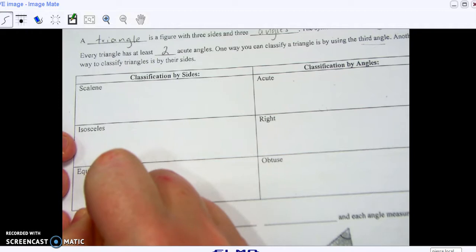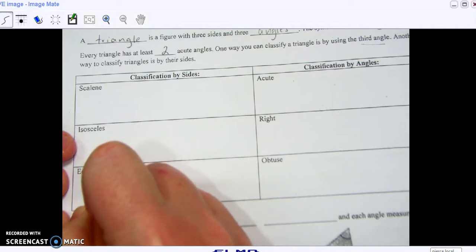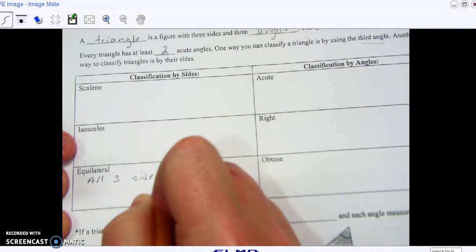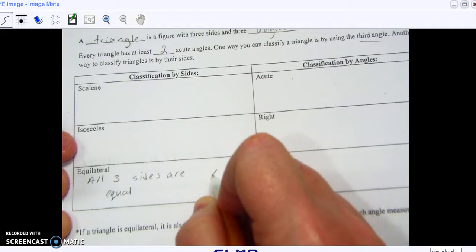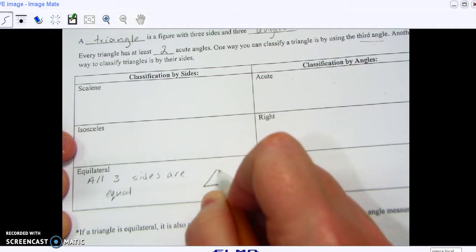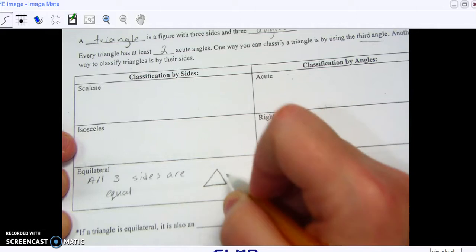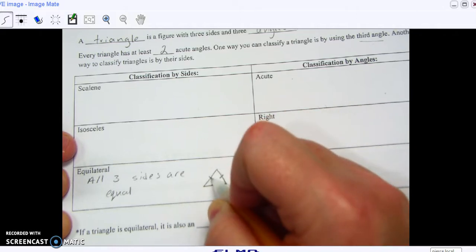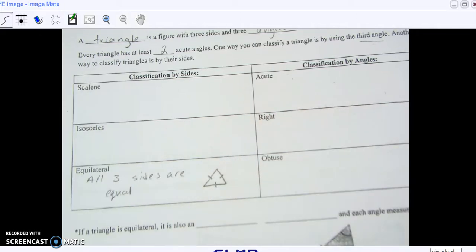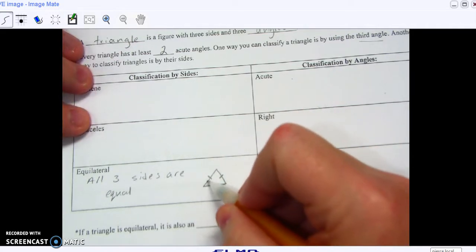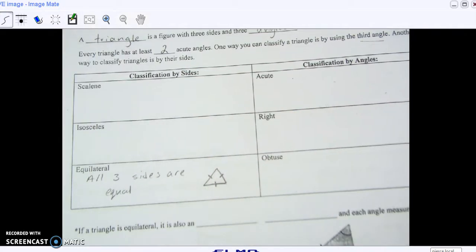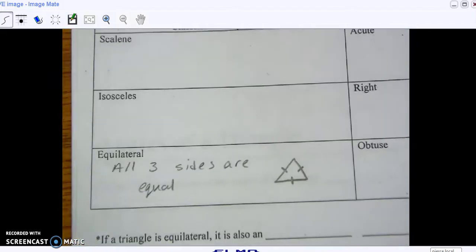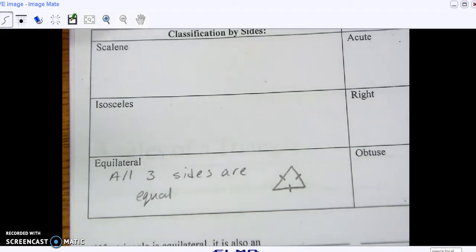An equilateral triangle is where all 3 sides are equal. It'll look like this right here, or similar to it. And these, what I'm about to put, are called congruency marks. Remember, congruent means the same. They're called congruency tick marks, and what that means is this side is the same length as this side is the same length as this side, no matter what length they are. If one of them's 5, they're all 5. If one of them's 6, they're all 6.